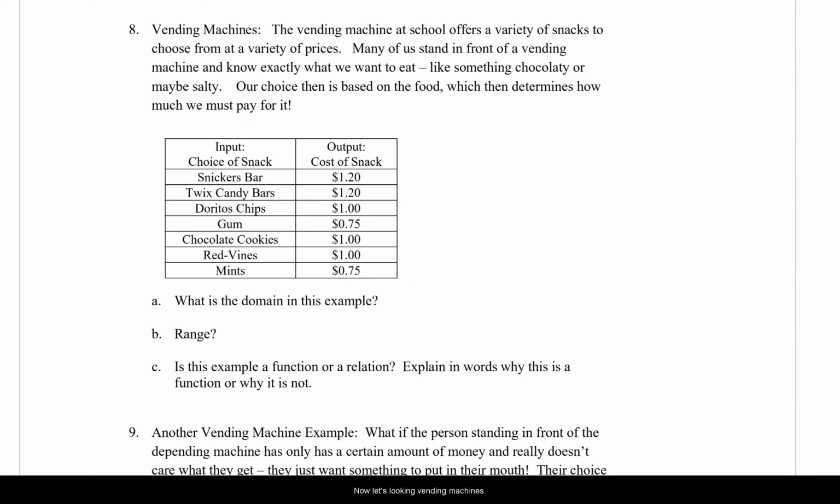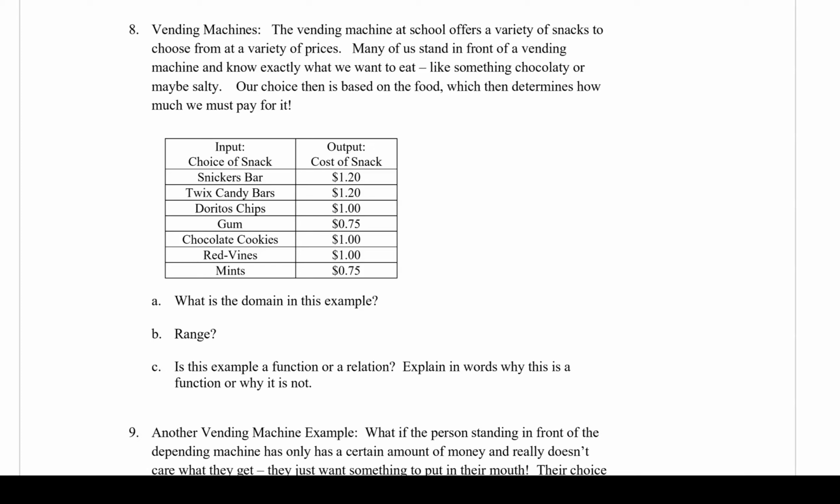Now let's look at vending machines. We've got a vending machine at school, a variety of snacks to choose from. Maybe not so great healthy snacks, but what healthy snacks are ever in a vending machine? Some of us know exactly what we want when we're going for a snack in the vending machine, so our choice is based on the food, and then we have to figure out how much money to pull out in order to pay for it.